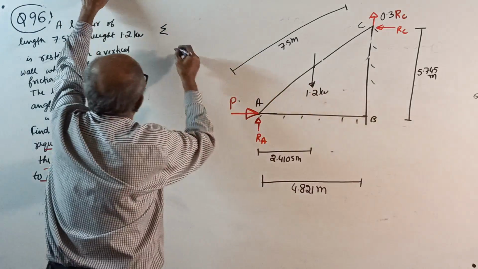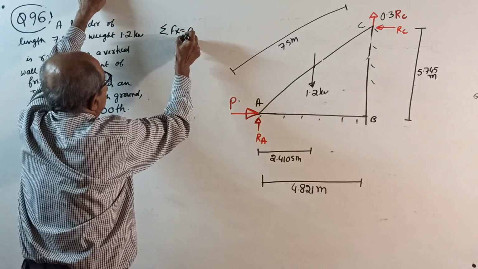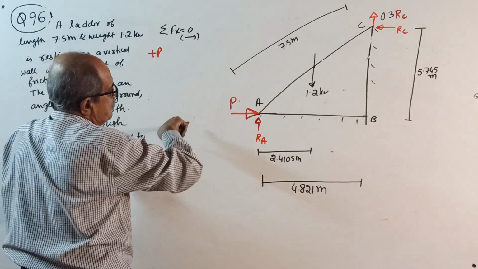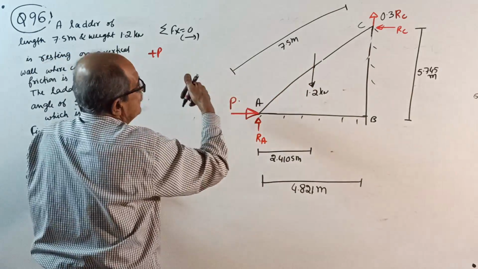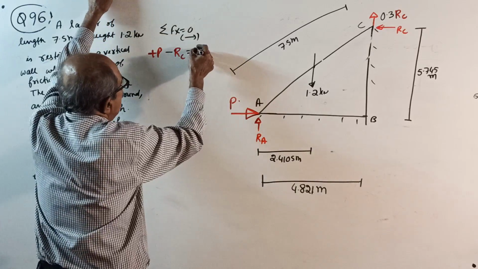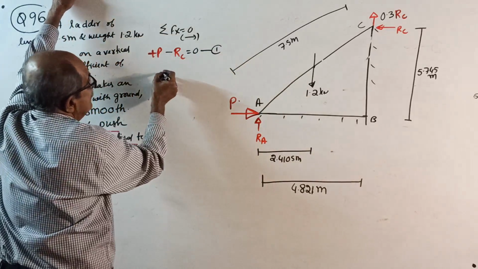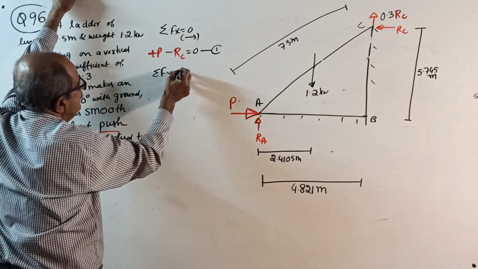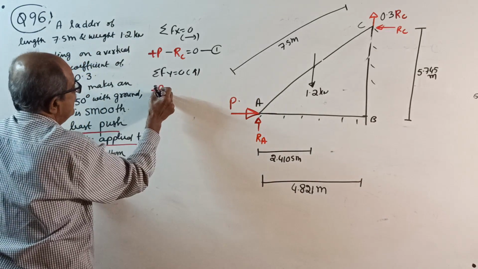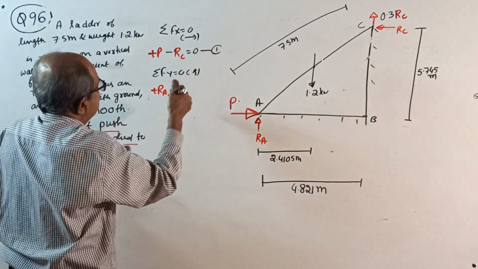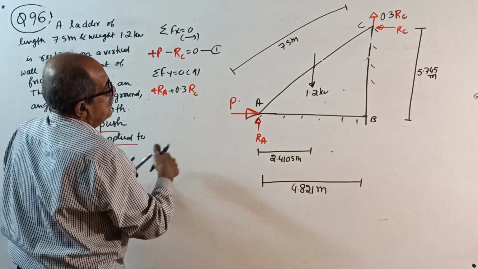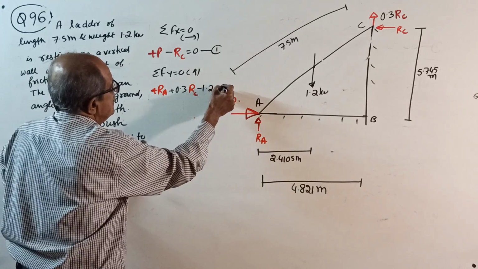Okay. Sigma Fx equal to 0. Take right side positive. What do you get? Plus P minus RC equal to 0. Equation number 1. Sigma Fy equal to 0, take upward positive. Plus RA, then plus 0.3 RC, minus 1.2 equal to 0.